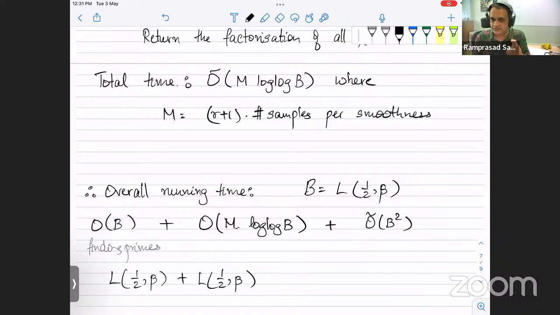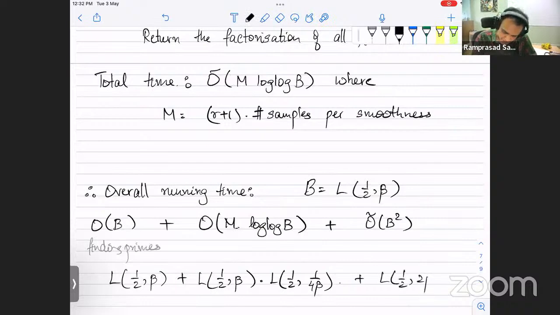But in order to get one smooth congruence, I needed to try out many other congruences. How many congruences did I need to try out? That was another L of half comma 1 over 4 beta. And earlier, I used to multiply this with another factor of B because that was the time it took for the smoothness test. But now we know that that has been replaced by a log B, which is basically nothing. Okay, so you only have this plus L of half comma 2 beta.